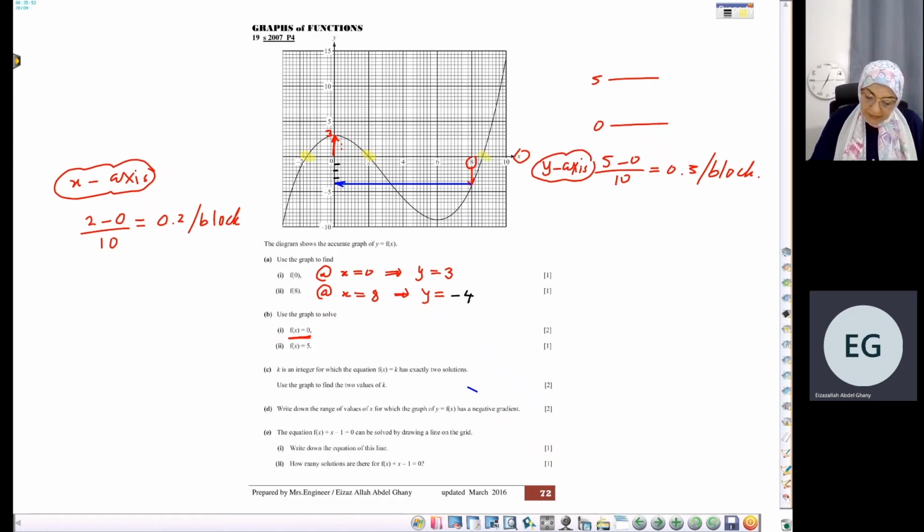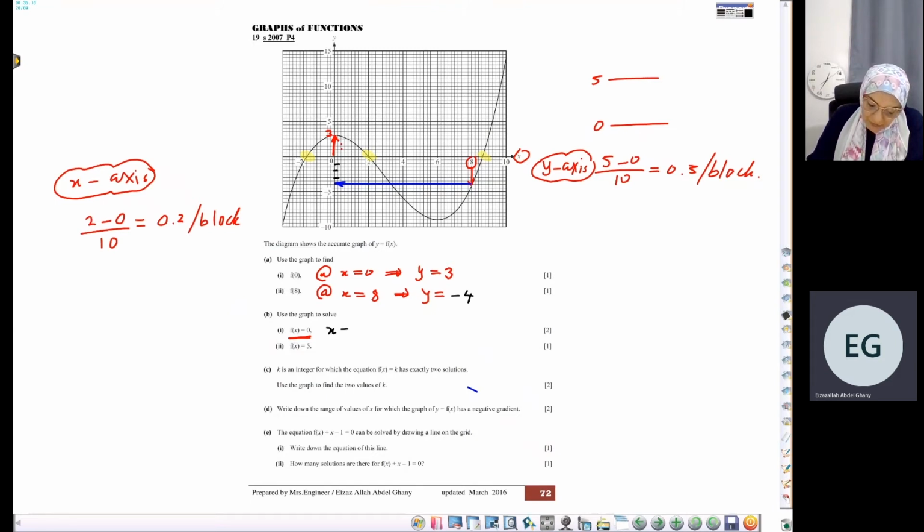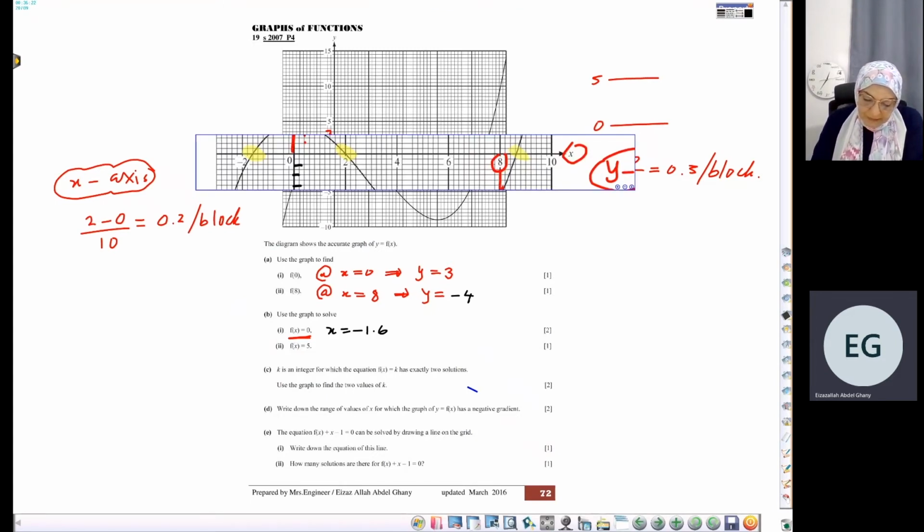Here I have a point, 1 and 2 and 3. Let's make it bigger. This point is, we said on x-axis, each baby block reads 0.2. So here is -2 before -2 by 0.4. It means -1.6. So this is the first one. X equals -1.6.